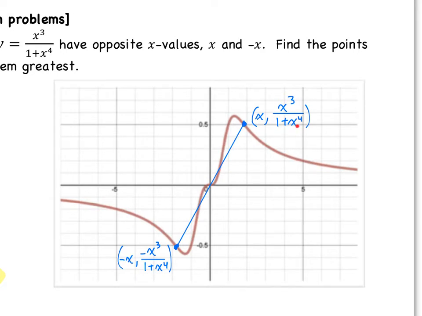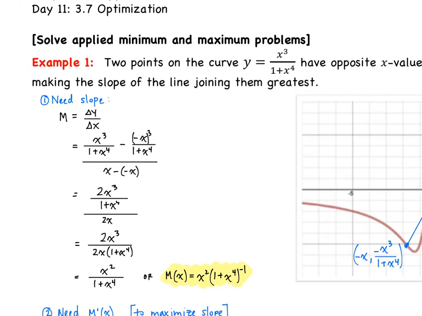So to find those y values, all I did was plug x into our equation, x cubed over 1 plus x to the fourth, and we're just left there. When we plug the opposite of x in, well, negative x cubed stays negative, and the denominator stays 1 plus x to the fourth. Now, the key here is it wants us to make the slope the greatest. This key phrase right here, making the slope the greatest, that's telling us to maximize slope.